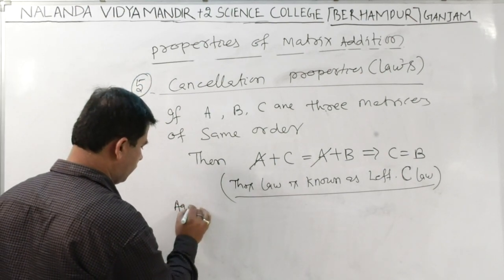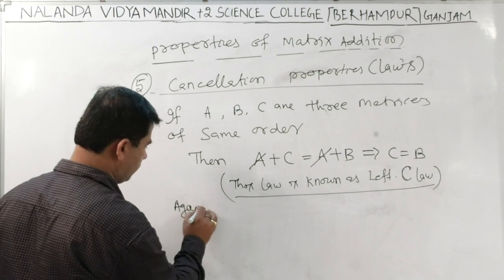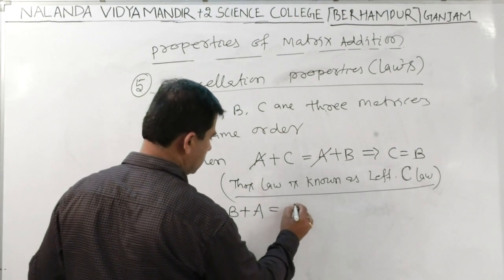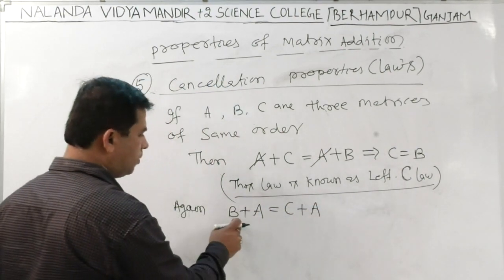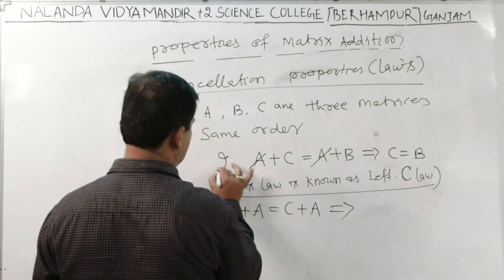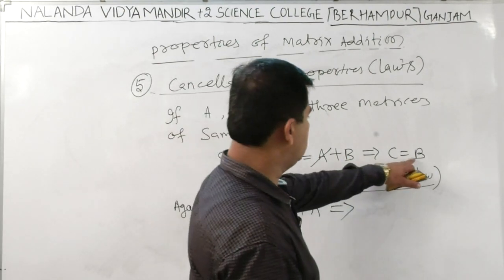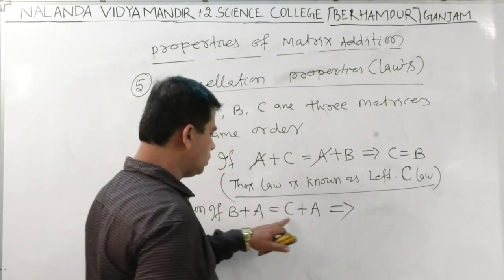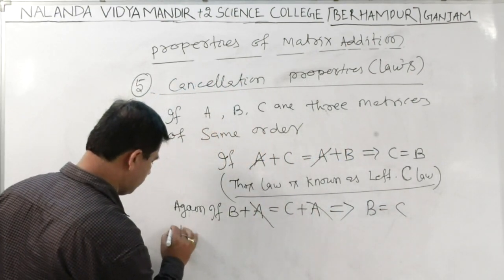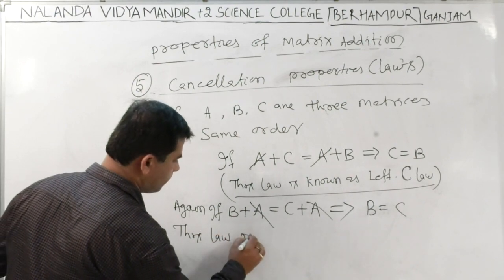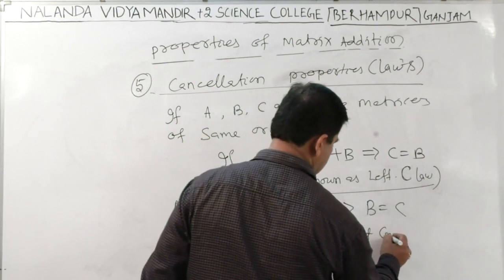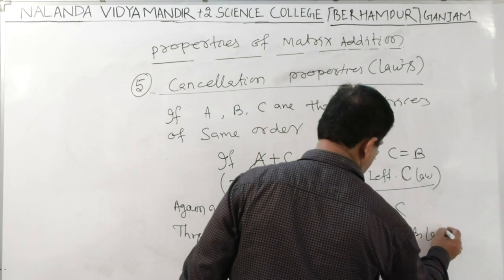Again, if B plus A is equal to C plus A, this implies B is equal to C. This law is known as right cancellation law. Okay.